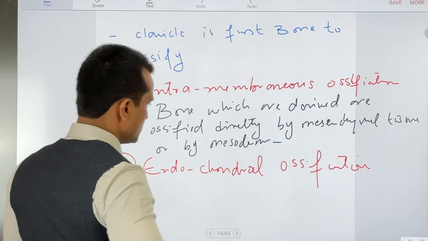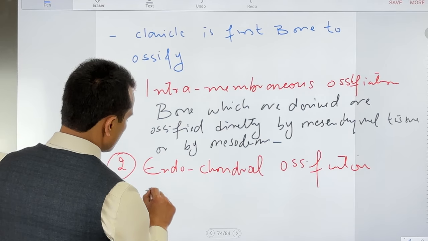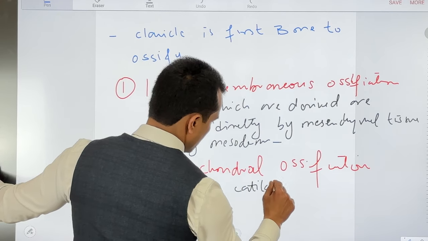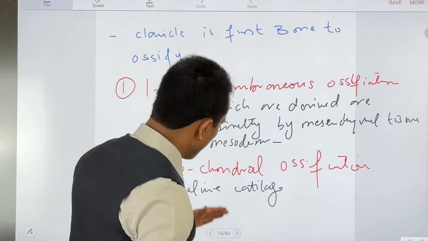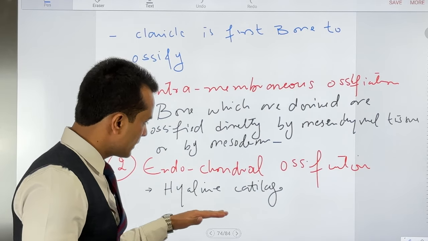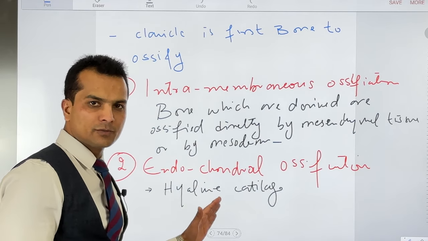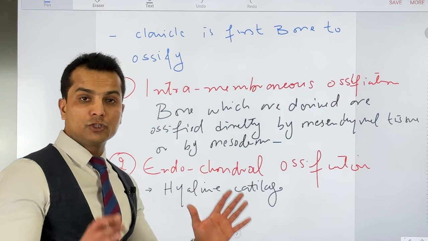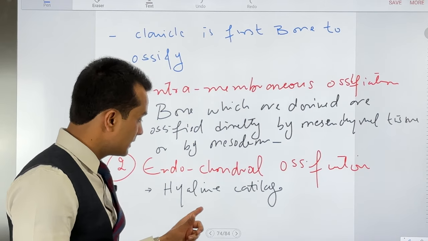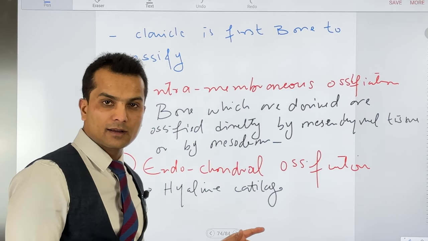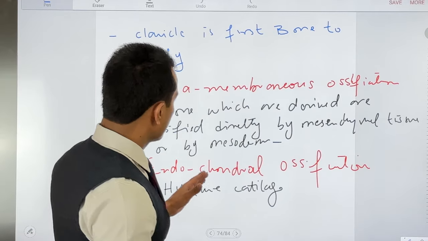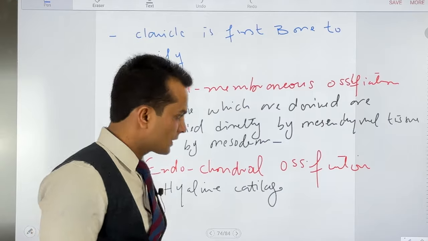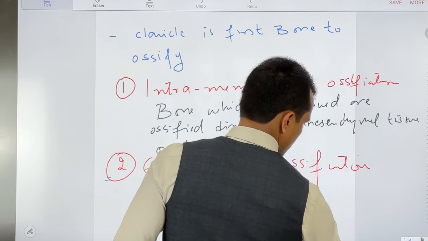And what is endochondral ossification? This type of ossification is basically dependent on a hyaline cartilage model. You have basically three types of cartilage: one is elastic, one is fibrous, one is hyaline, which is the most abundant cartilage. With deposition of calcium in hyaline cartilage, this cartilage will ossify into bone. So the majority of the bones in your skeletal system are ossified with the help of hyaline cartilage. So you have to remember the basic difference between intramembranous and endochondral ossification.